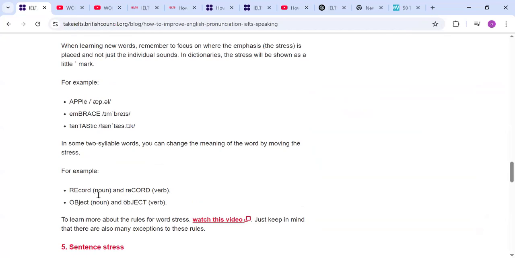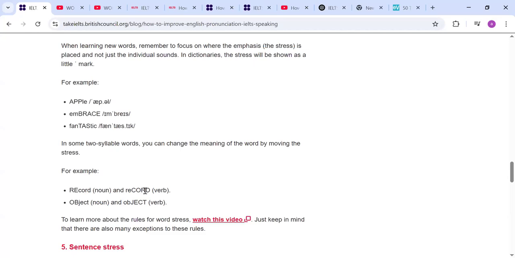But if the same word can be used as a noun and a verb, then in a verb the stress will go to the second syllable, re-CORD. You will notice that many people produce the word as record as well as record. So why are these produced? Sometimes I myself was confused about why some people say record and some say record.